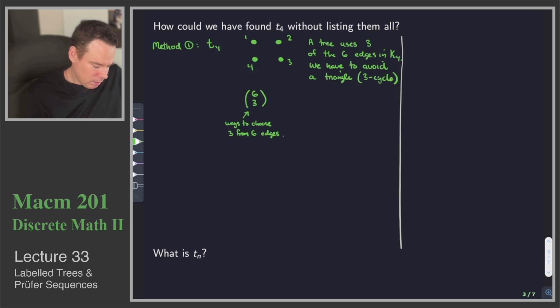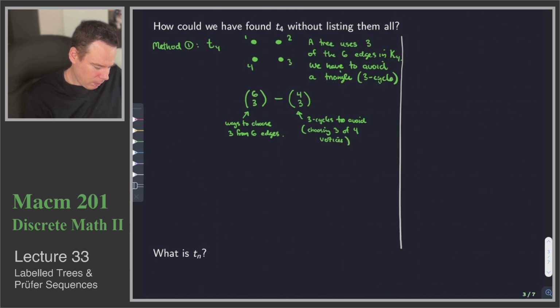So I perhaps am counting too much here. What I need to do is take away all the triangles I created. So how would I create a triangle? Well, a triangle is created by just, of the 4 vertices, selecting 3 of them. So these are the 3 cycles to avoid. And we got these because a 3 cycle is made up of choosing 3 of the 4 vertices. So those are what I'm going to avoid.